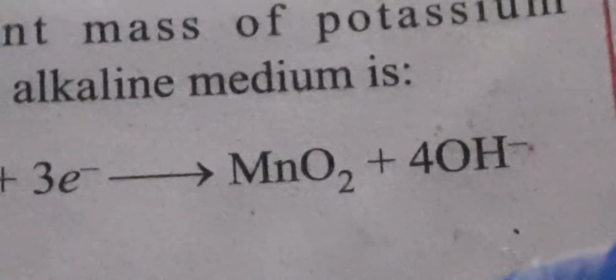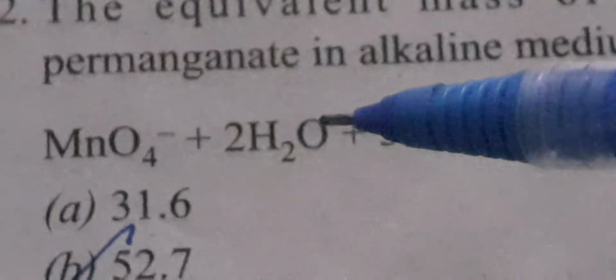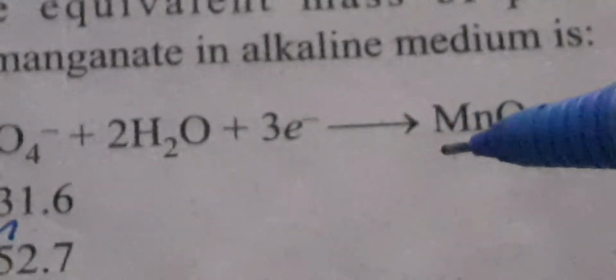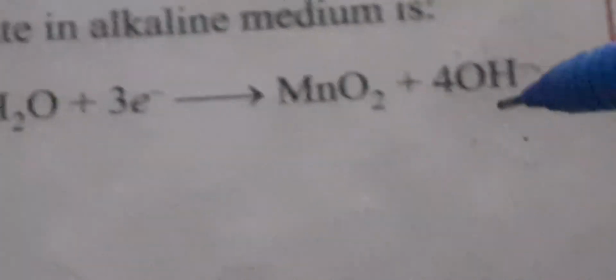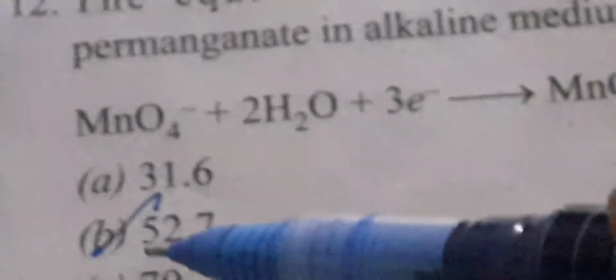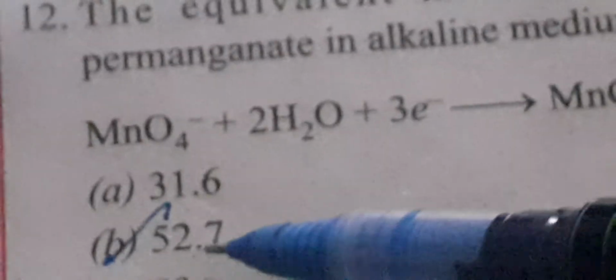Next, the equivalent mass of potassium permanganate in alkaline medium is, so permanganate ion plus H2O plus 3 electrons gives manganese dioxide plus 4 hydroxyl ions. That is how much? 52.7. The equivalent mass of permanganate ion is 52.7, memorize it.